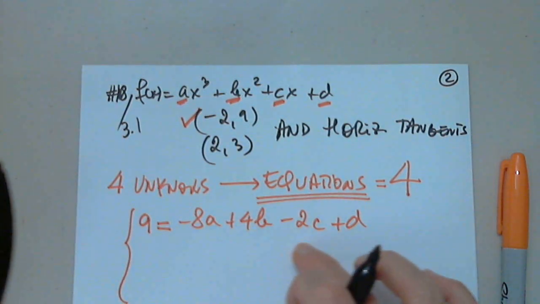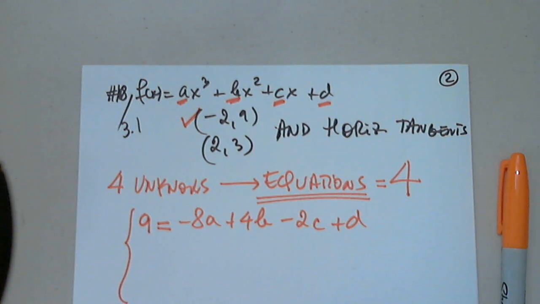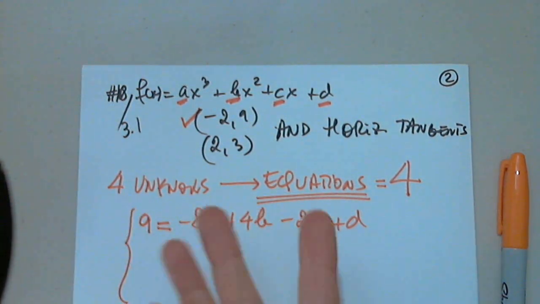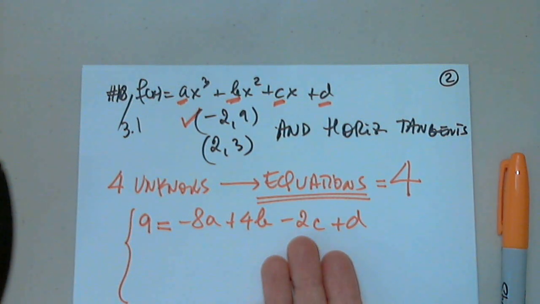Can anyone dictate the second equation? Anyone? Yes. And we start with y. You don't have to start with y. You can start with x and reverse these two. Negative 8a plus 4b minus 2c plus d equals 9. Same thing.